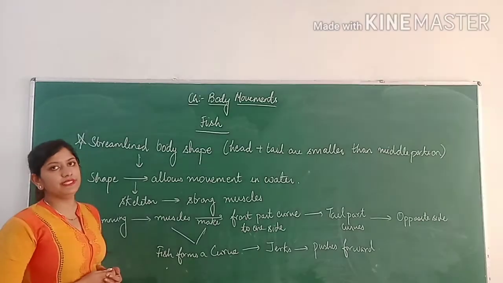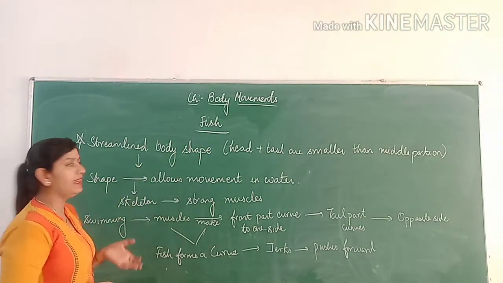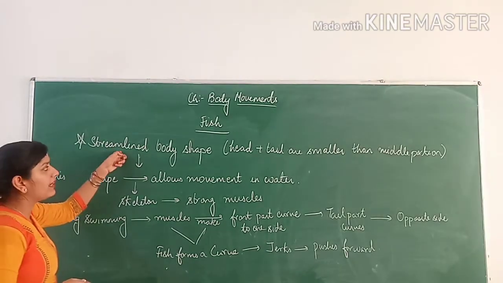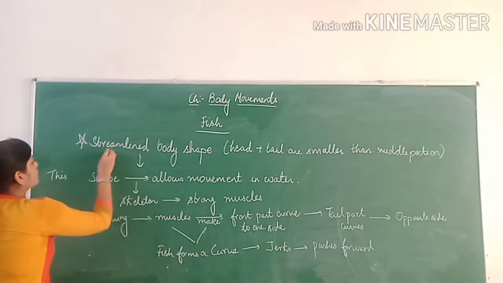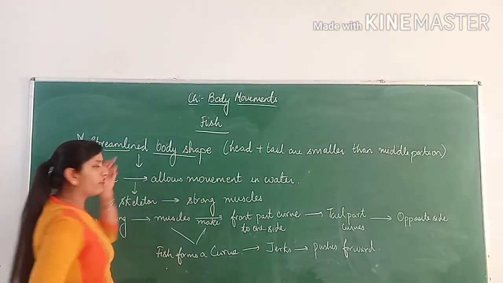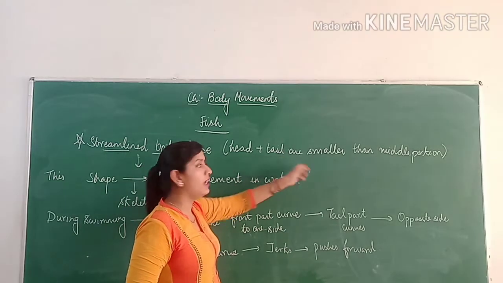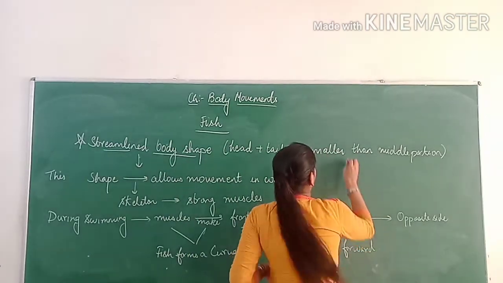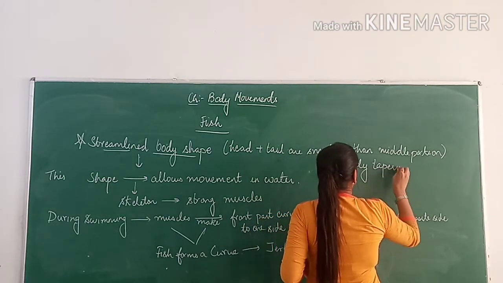Now my dear students, our last topic is fish. How does the fish actually move? The fish has a streamlined body shape. What kind of a shape does it have? It has a streamlined body shape. Streamlined body shape means the head and the tail are smaller than the middle portion. Therefore, the body tapers at both the ends.